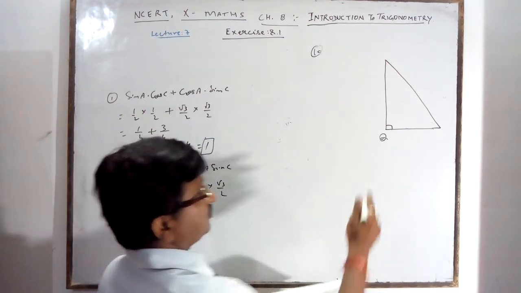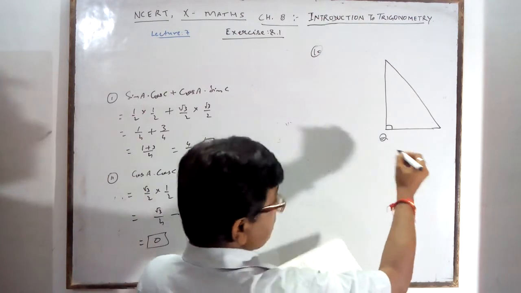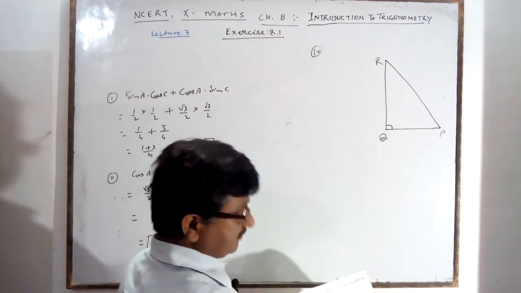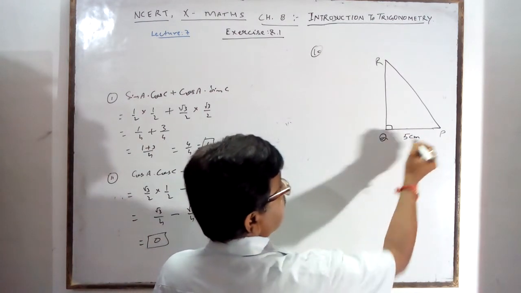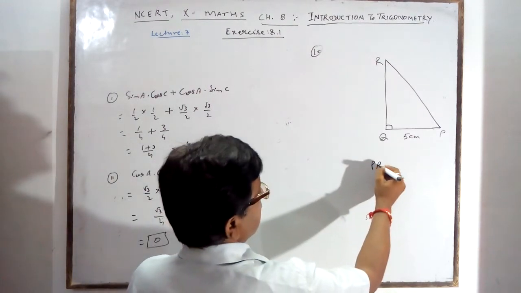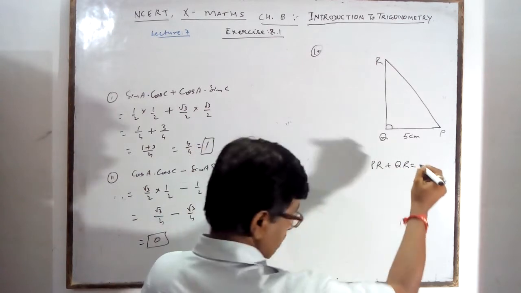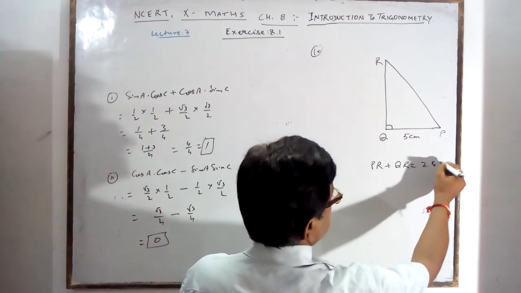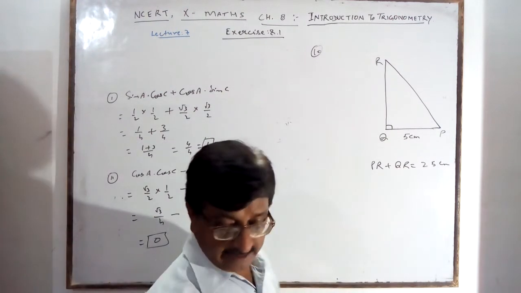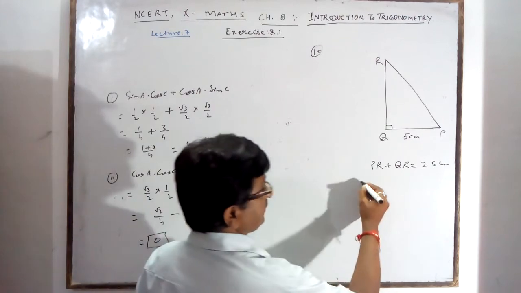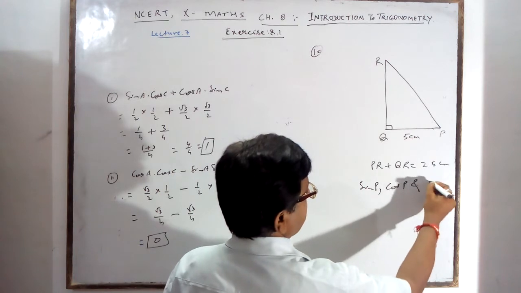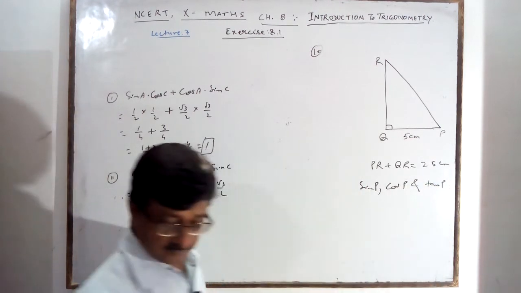PR plus PQ, PR and PQ are given. Here I am taking R. PQ is given as 5 centimeters. PR plus QR is given, how much? 25 centimeters. And you want to find out sin P, cos P and tan P. What do you want to find out? Sin P, cos P and tan P.